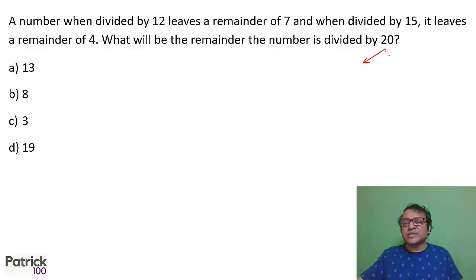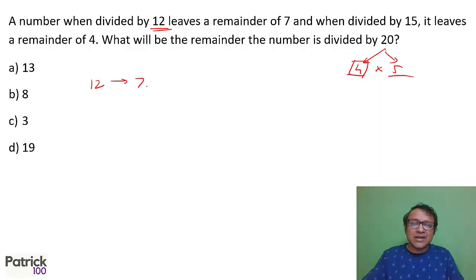If you look at 20, it is nothing but 4 into 5. Break it up into prime factors. So there is nothing common in 4 and 5. Now 4 is a factor of 12 also. So when dividing by 12 the remainder is 7.